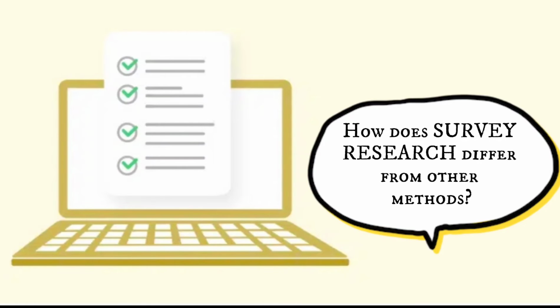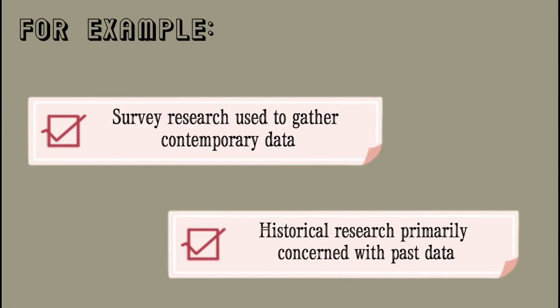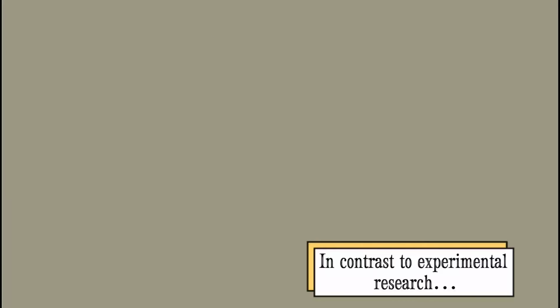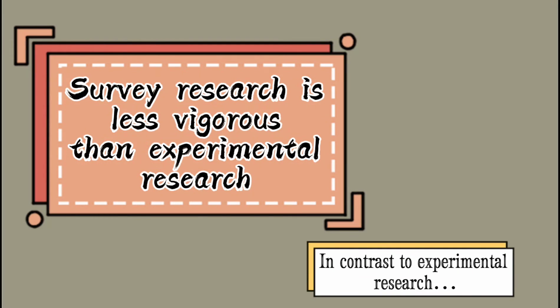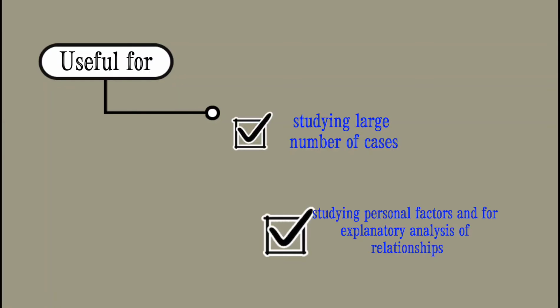How does survey research differ from other methods? For example, survey research is used to gather contemporary data. Historical research is primarily concerned with past data. In contrast to experimental research, survey research is less rigorous than experimental research, useful for studying large numbers of cases, studying personal factors, and for explanatory analysis of relationships.